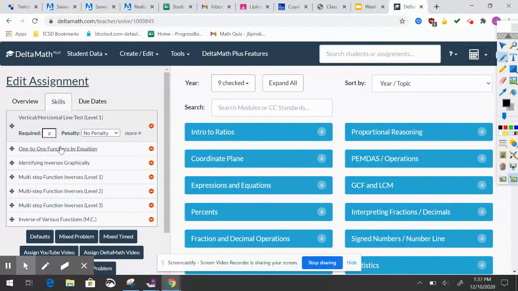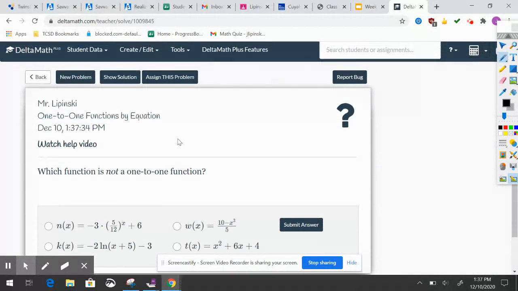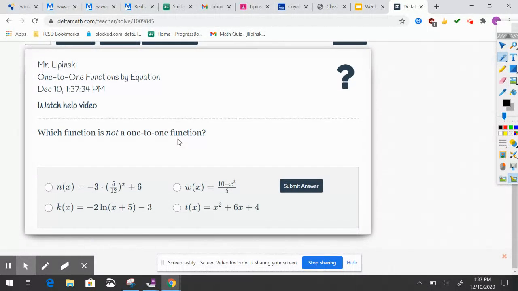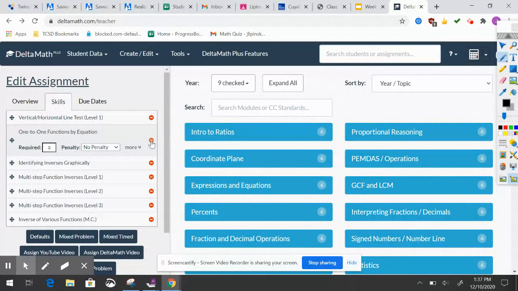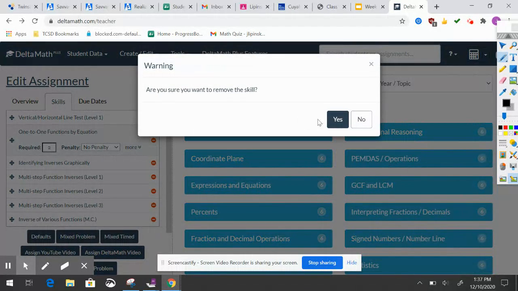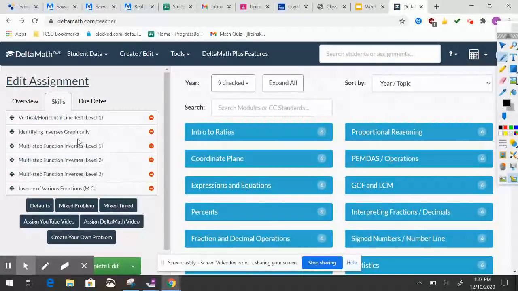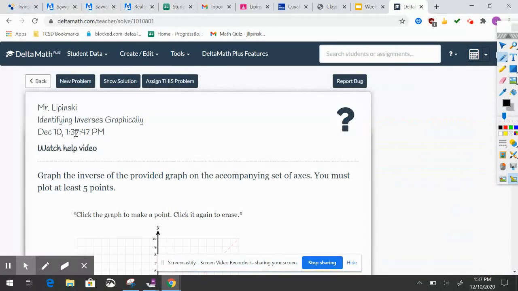Okay, so going back to that, the other type of problem, and this one can be a little bit challenging. Oh, I took these off. I'm going to take these ones off. I don't want those. Yes, I want to remove that skill. These ones right here.